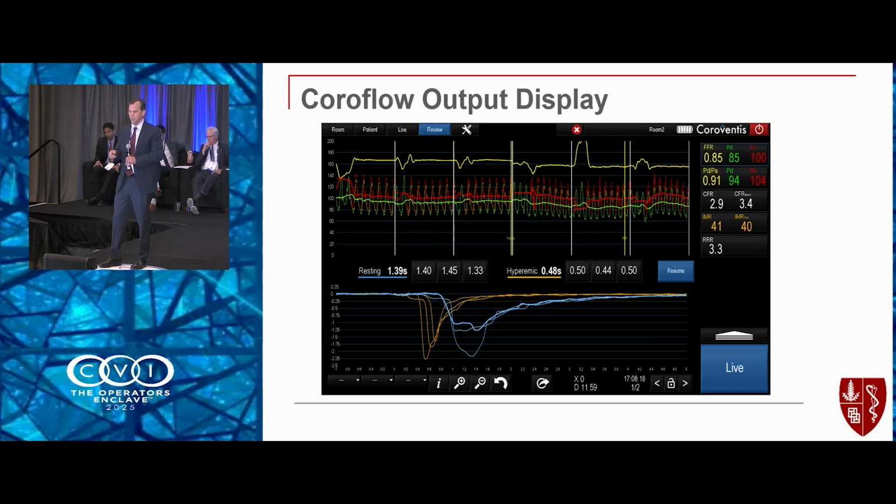Our IMR was 0.48 times 85, 41, which is high. So this patient does meet the criteria for microvascular dysfunction. And the FFR was 0.85. So you get all that measurement at once.